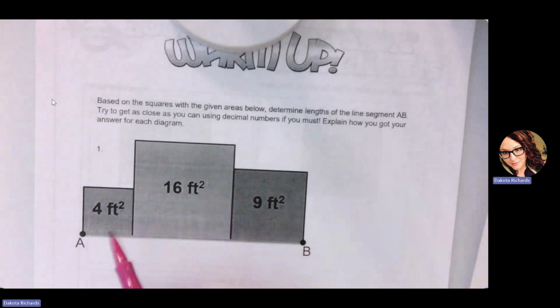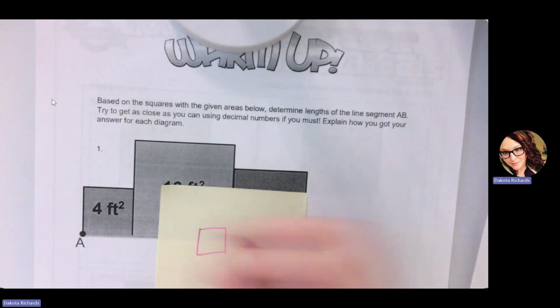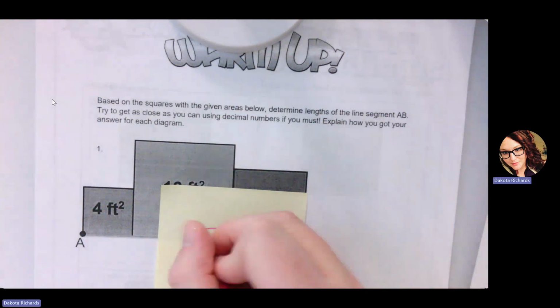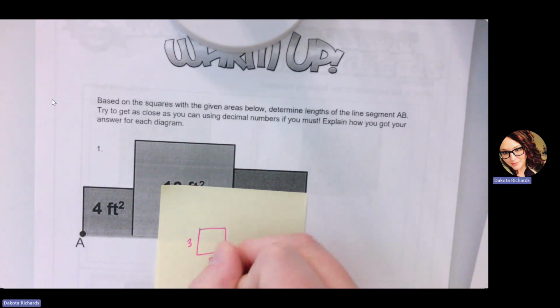Okay, so when you have a square, let's just say we have a square and the side lengths are 3. If it's a square, all the sides are the same, right? So how do you find the area of a square? Side times side. So this would be 3 times 3, which is 9.